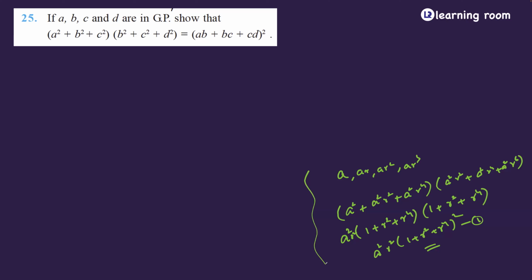AB, with A square R square. Here I've taken A square common, there I've taken A square R square common. So this should be A power 4 R square into 1 plus R power 4 the whole square. Correct?